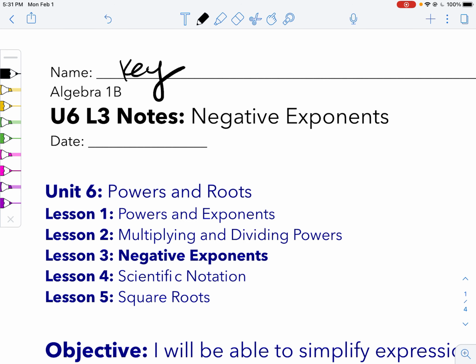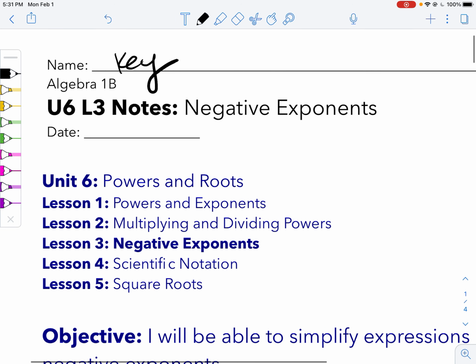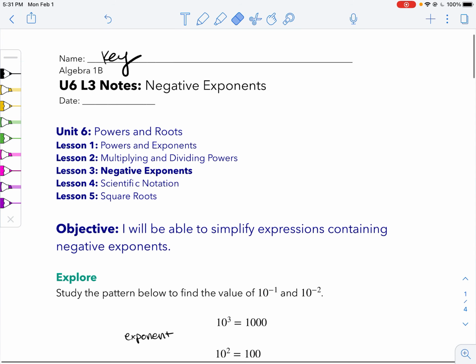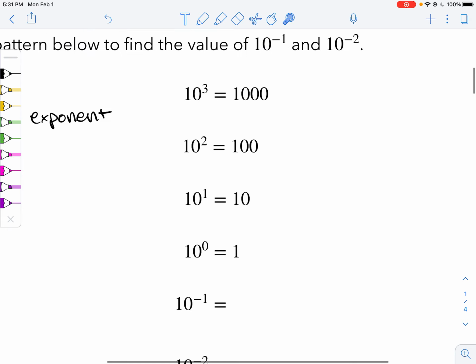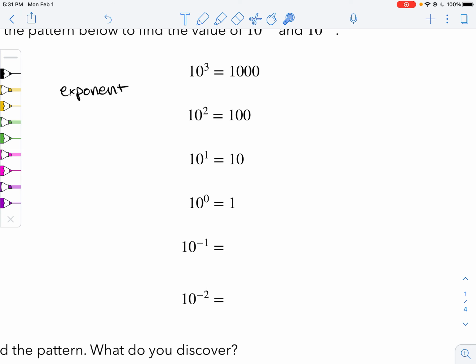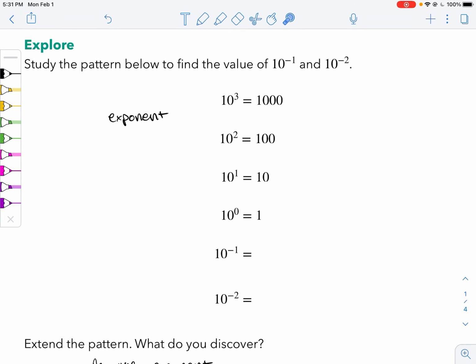We are in Unit 6, Lesson 3, and I hope you brought extra positivity with you today, because today's going to get real negative. By the end of the day, you'll be able to simplify expressions containing negative exponents. So let's look at what happens when we get negative exponents, and let's try to find a pattern here.